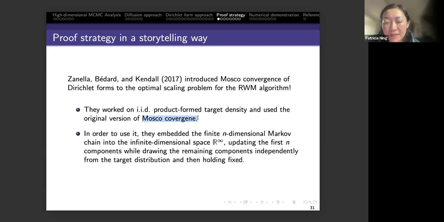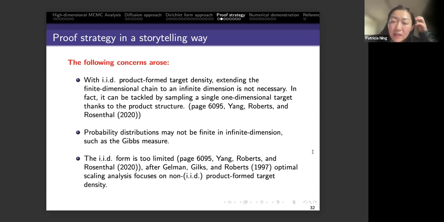And in order to use that, they embedded the finite n-dimensional Markov chain into the infinite dimensional space R infinity, updating the first n components while drawing the remaining components independently from the target distribution, and then holding them fixed. So they considered the product form target density, and I consider graph-based, non-product form target density, where there is a dependence. Okay. So with the IID product form target density, extending a finite dimensional chain to the infinite dimensional chain is not necessary.